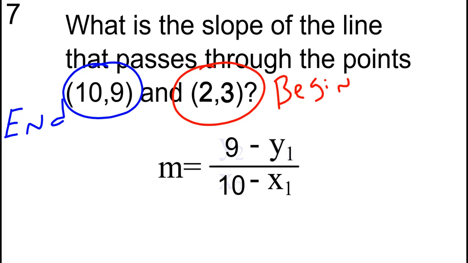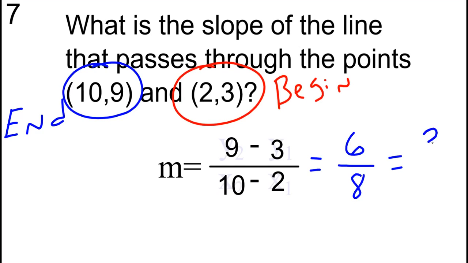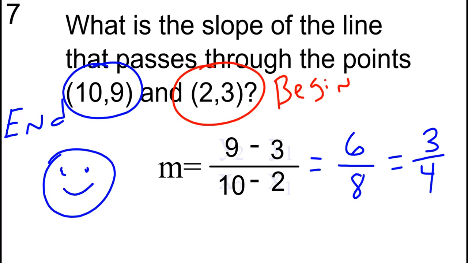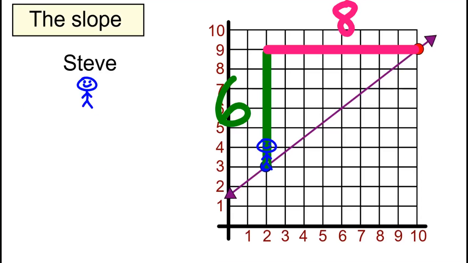Let's put in the beginning point. Let's kick out y1 and x1, and in their places we will put the 3 for y and the 2 for x. 9 minus 3 is 6, 10 minus 2 is 8, and once again we get the slope of this line to be positive 3/4. I think everybody is real happy about that. In our graph, that would have been this path that produced positive 6 and positive 8.